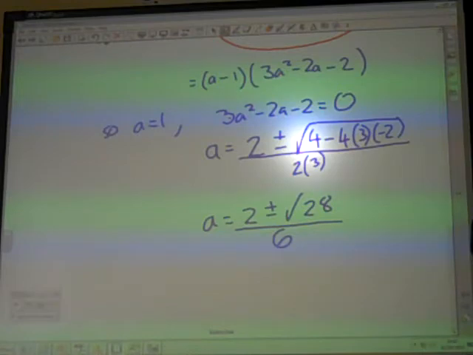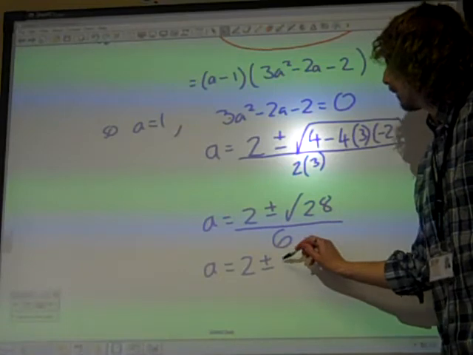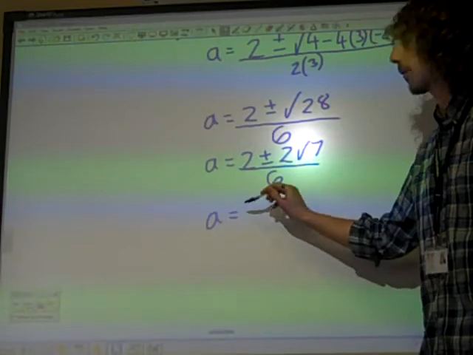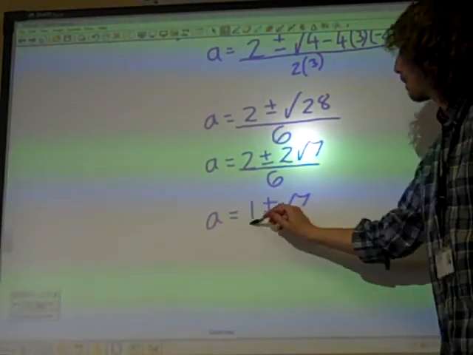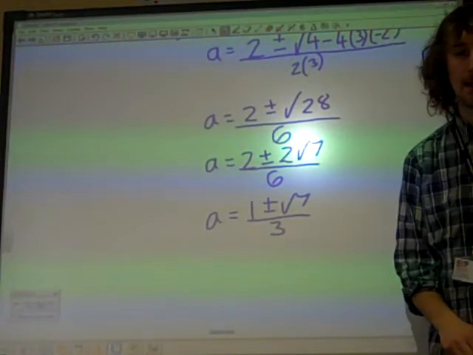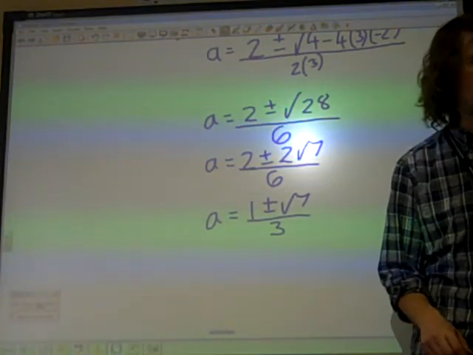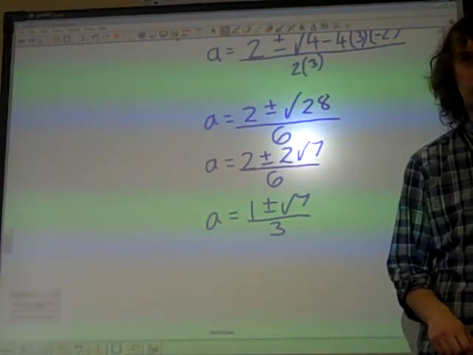28 is 7 times 4. 4 is the biggest square number that goes into it. So this is a is 2 plus or minus 2 root 7 over 6. Divide that through by a common factor of 2, top and bottom. And there we have that. So we have 1 plus or minus root 7 over 3. That looks to me like two values. But I remember that the question said a equals 1 is one value, and then remember that singular, find the other possible value of a.